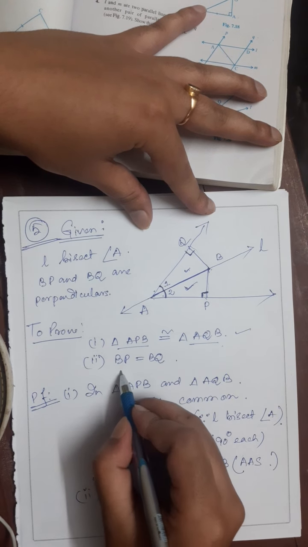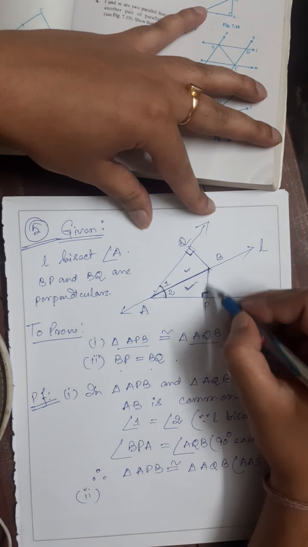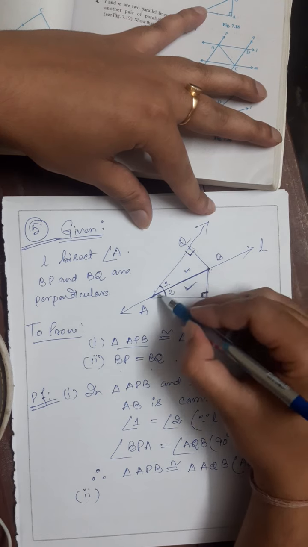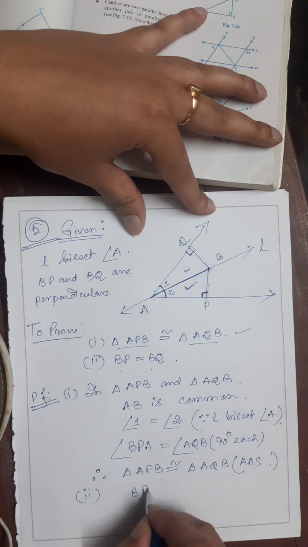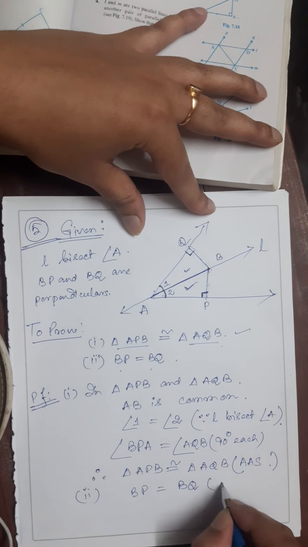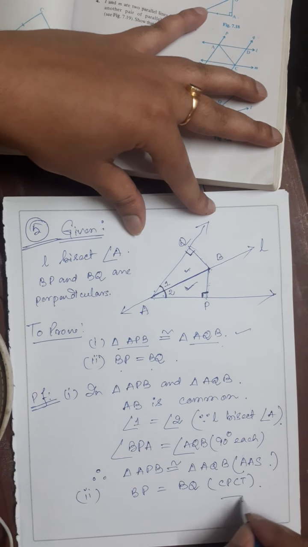Second proof, BP is equal to BQ. So BP is in this triangle and BQ is in this triangle. So these two become CPCT. BP is equal to BQ, CPCT. So this proof is done.